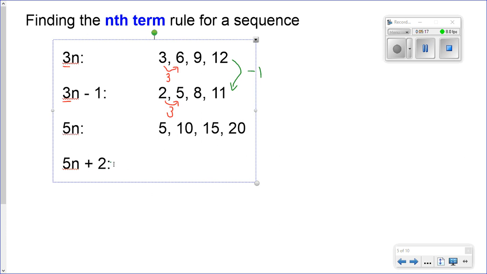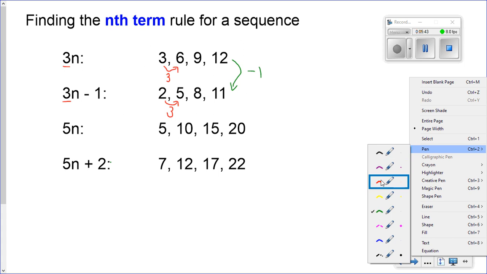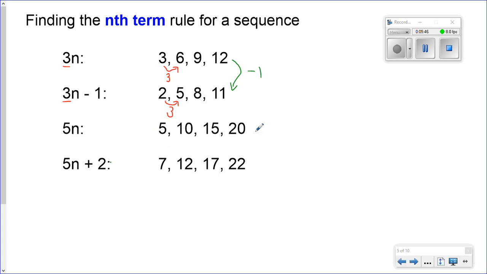For our fourth nth term rule, 5n plus 2, replacing n with 1 first, for our first term, we'd have 5 times 1 plus 2, which is 7. For our second term, 5 times 2 add 2, which is 12. And then we continue and work out the next, we would have 17 and 22. What do we notice about these two? Well, these two sequences also have something in common. Looking at the first of the two, this first one is going up in fives, 5, 10, 15, 20.